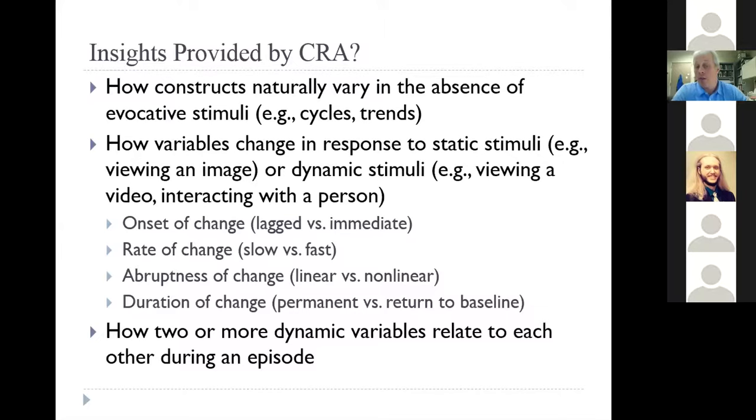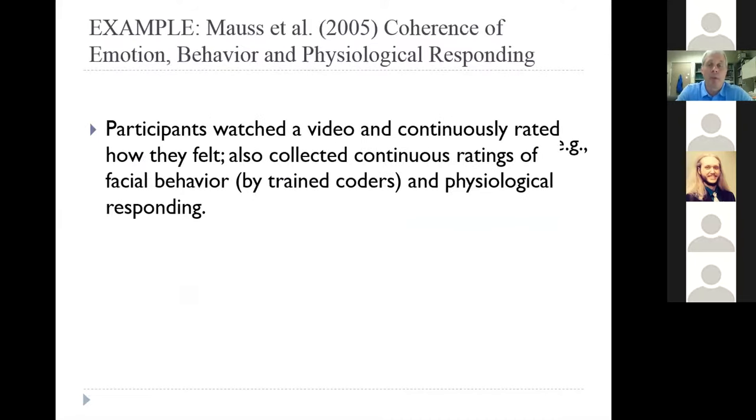So if you have multiple continuously measured variables, you can see how those dynamic variables relate to each other over the course of an episode. Just a couple examples to show you what this might look like. One example comes from the work of Iris Mauss, looking at the coherence of emotion, behavior, and physiological responding. Basically, she had folks watch a video, and they continuously rated how they felt during the course of the video, as well as collected data on the facial behavior in terms of the emotional expressions that they had, and then their physiological responding.